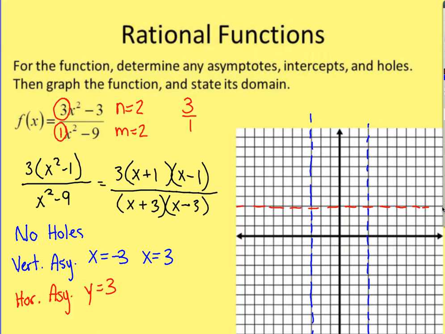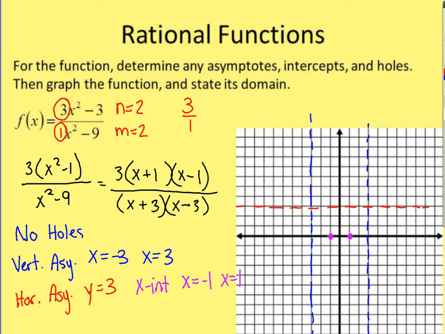Next thing we need to do is check for intercepts. Remember, the zeros of the numerator will be your x-intercepts. So in our numerator, if I pull out the first one, it's going to become x is equal to -1. And the second one, if we pull that out of the parentheses, becomes x is equal to +1. So we're going to cross the x-axis at -1 and +1.